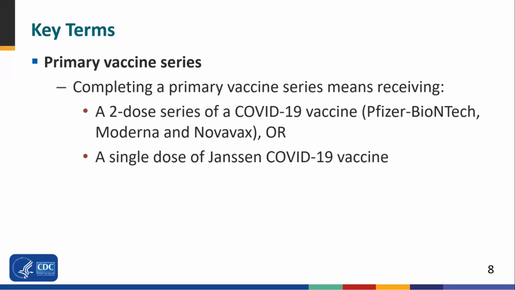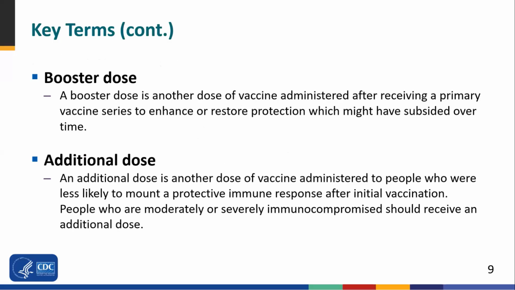Janssen COVID vaccine. Let's now discuss the difference between a booster dose and an additional dose. A booster dose is another dose of vaccine administered after receiving a primary vaccine series to enhance or restore protection which might have subsided over time.